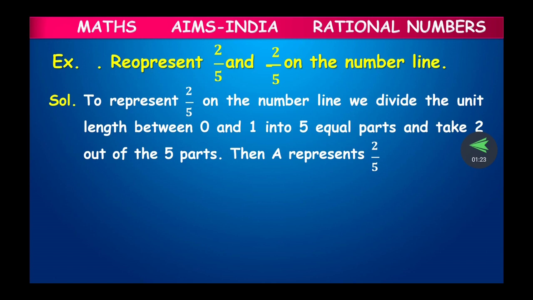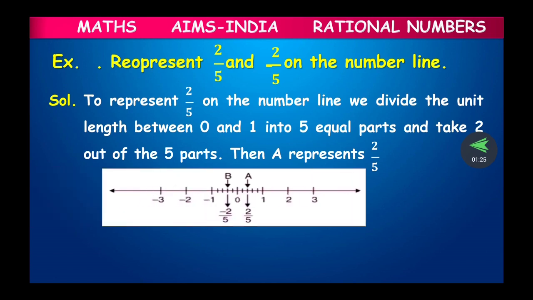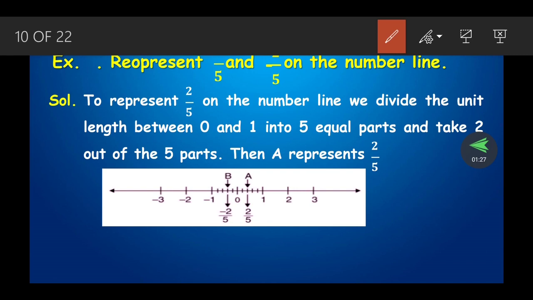Okay, now how to represent on a number line? Let's see. So first we have to write a number line with 0, 1, 2, 3. Here also minus 1, minus 2, minus 3. With that we have to draw a number line.